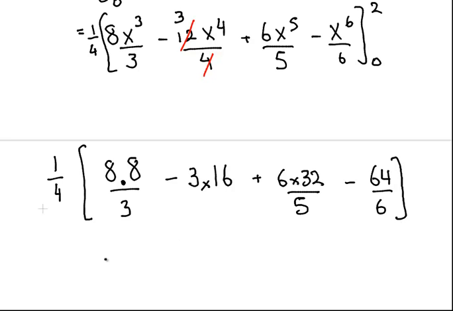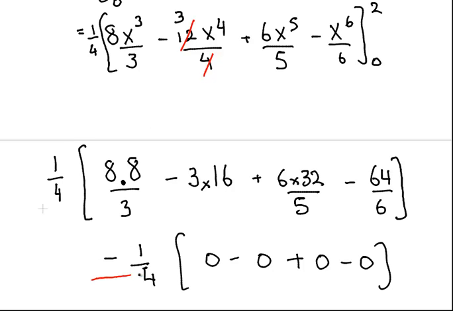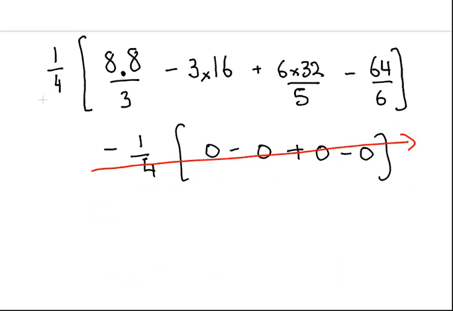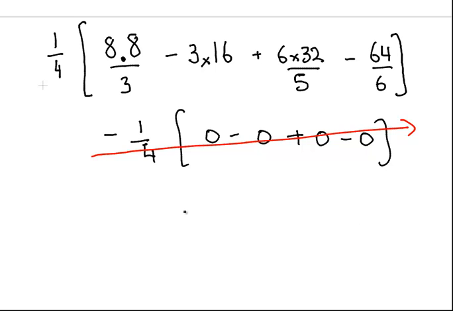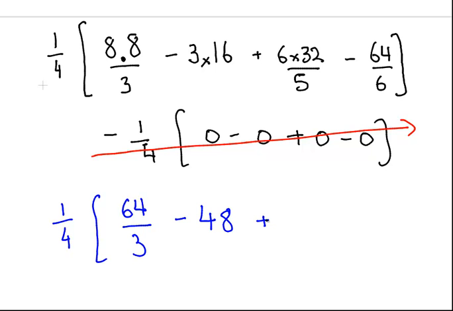Just to be clear, when we evaluate the other expressions at 0, we just get 0, so that's why we can disregard the entire second component. Now we just need to do a bit of calculator work. What we have here is 1/4. Let's simplify it first: 64 over 3 minus 48 plus 6 times 32 over 5.